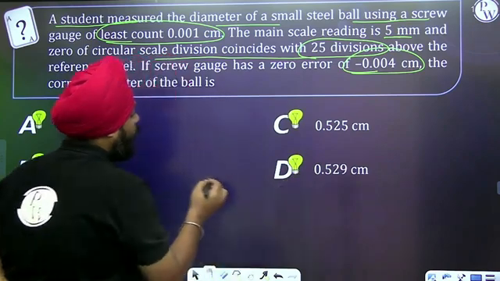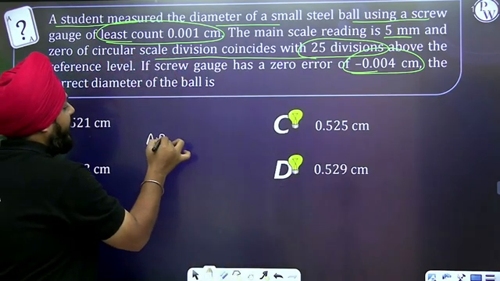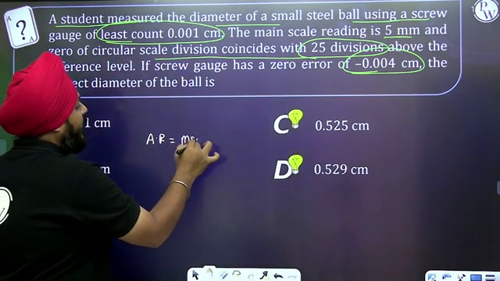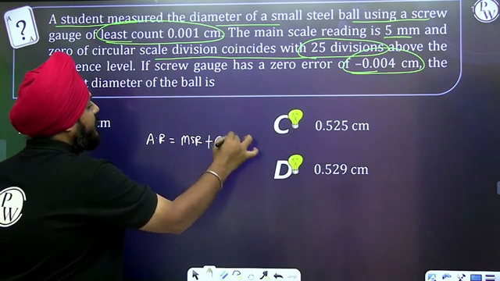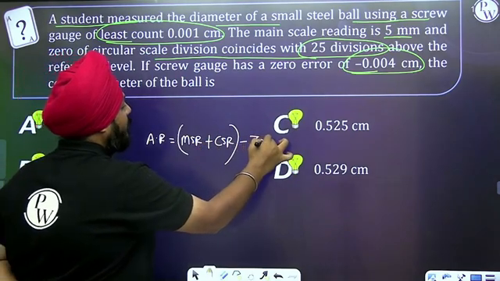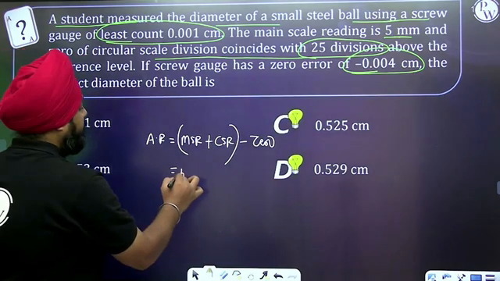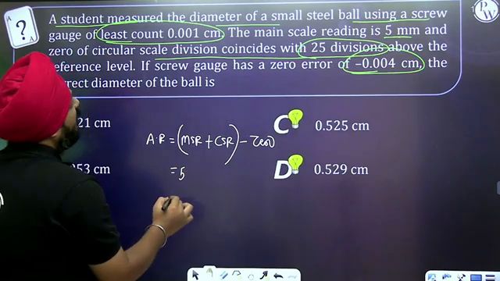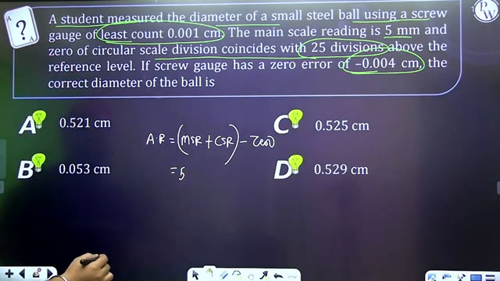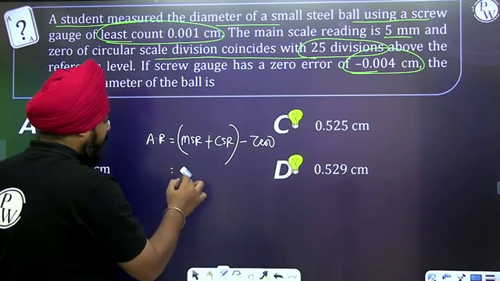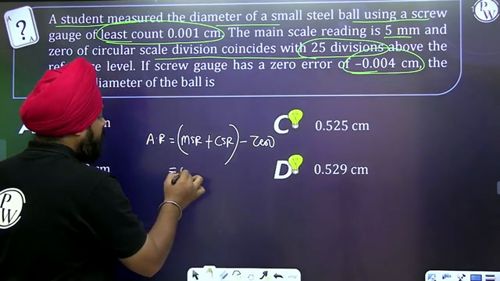We are going to use the direct formula: actual reading is equal to main scale reading plus circular scale reading minus zero error. So the main scale reading is how much? Right, 5 mm. Let's take everything in centimeters.